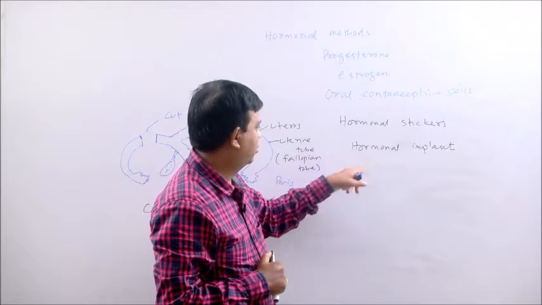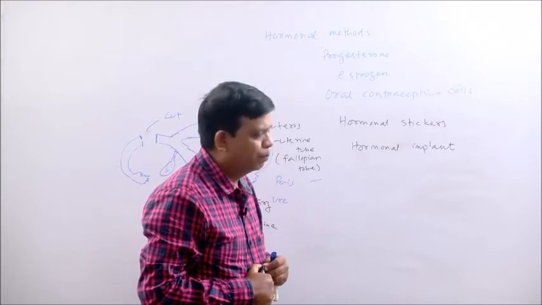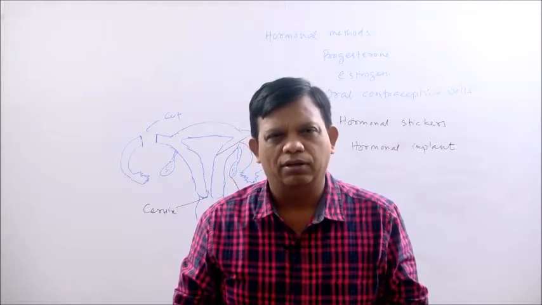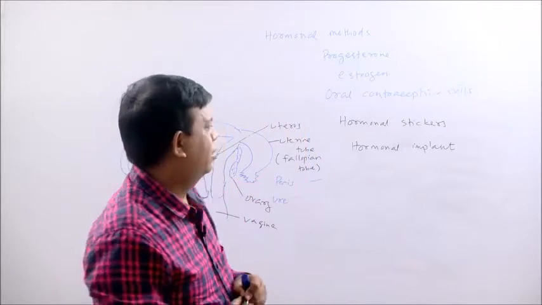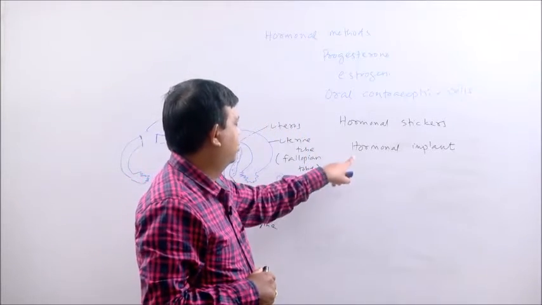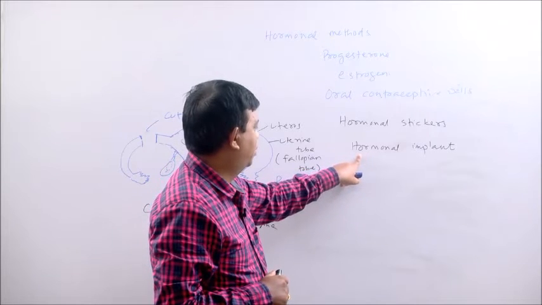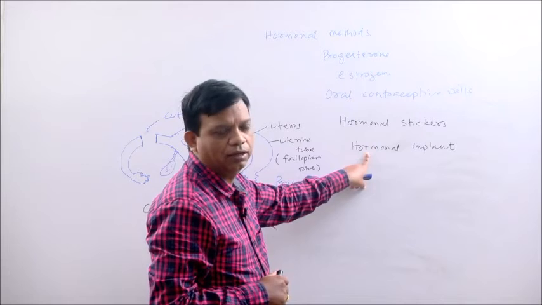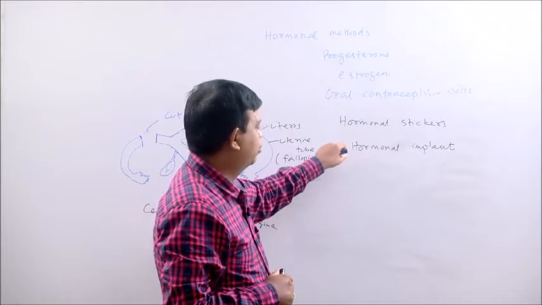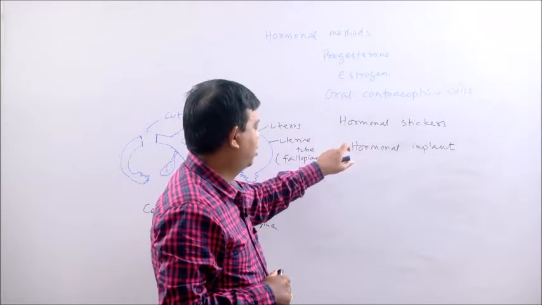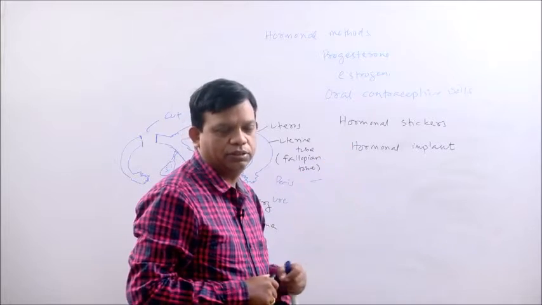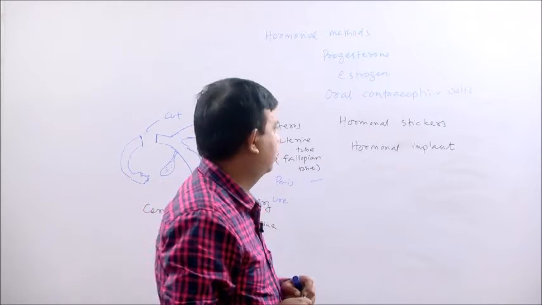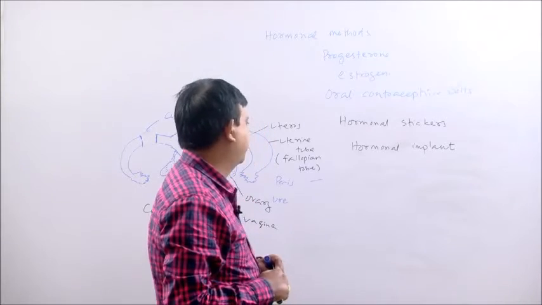When placed, these implants continuously release the hormones, and when they are implanted, they can be effective for several years. Small hormone containing capsules of the size of a matchstick are implanted under the skin of the arm region.